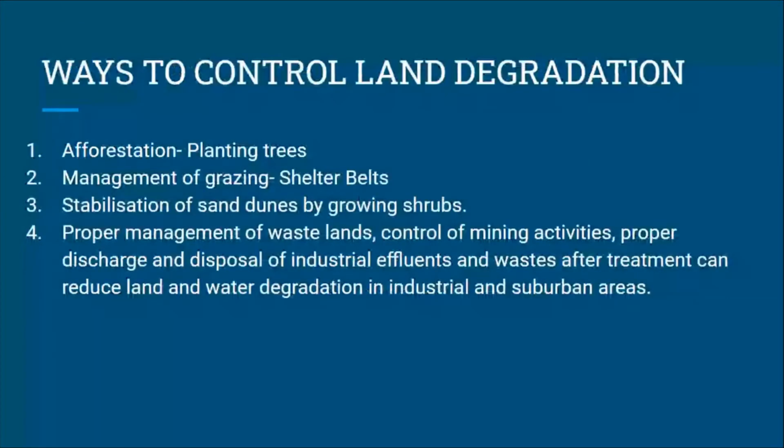Now how to control land degradation? By planting more trees and management of grazing, like shelter belts. What are shelter belts? We are planting trees in a line. In an easy way to define it, planting more trees like a belt without space. If there is no space, cows cannot graze. So a shelter belt is a good idea to manage grazing.